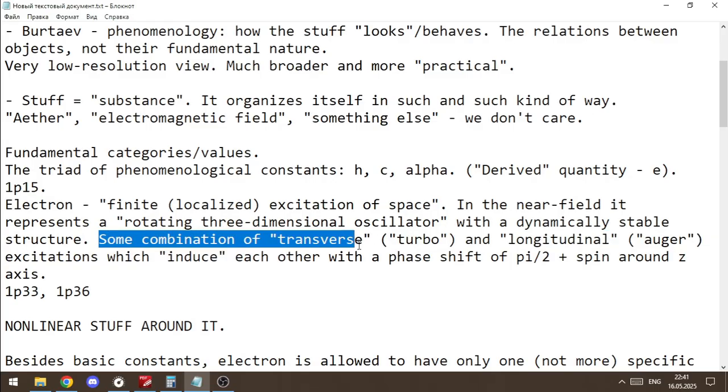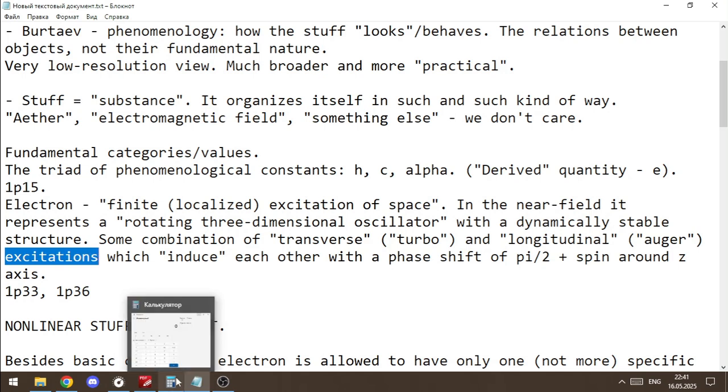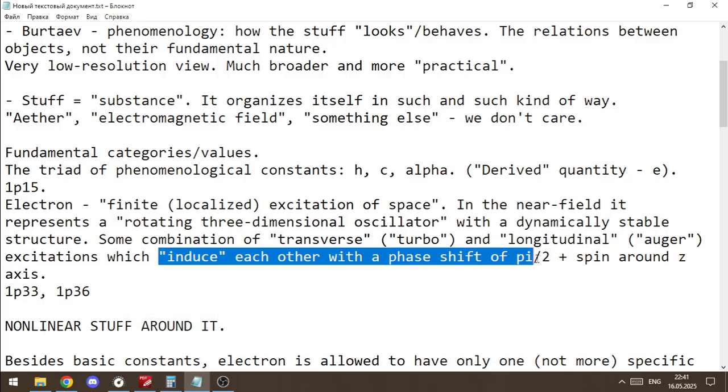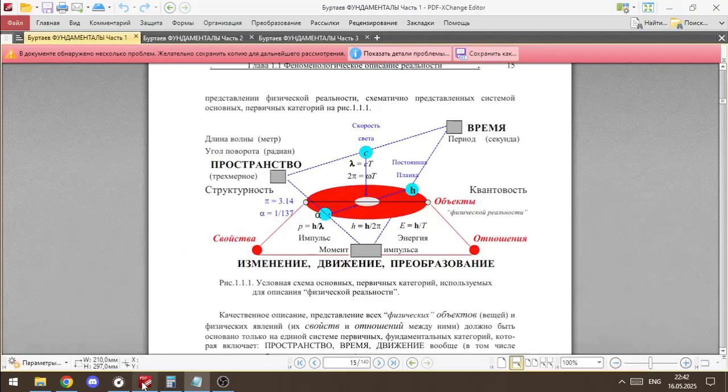He also says that you can, roughly speaking, subdivide this vague oscillation into a transverse one, which he calls turbo, for some reason, that's a term he invented, and a longitudinal one, which he calls auger excitations. So in the electron, according to Burtaev, there are these two different oscillations, one transverse, one longitudinal. They induce each other with a phase shift of pi over 2, or 90 degrees if you wish. And plus, everything spins around the z-axis. So I'm going to show you some pictures.